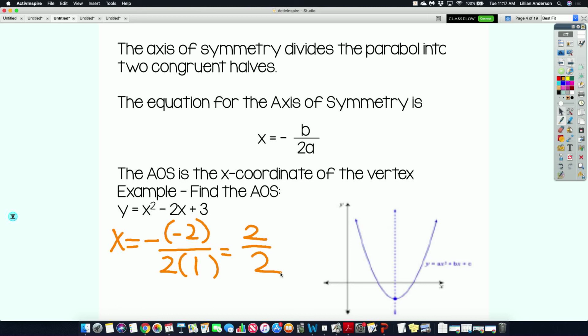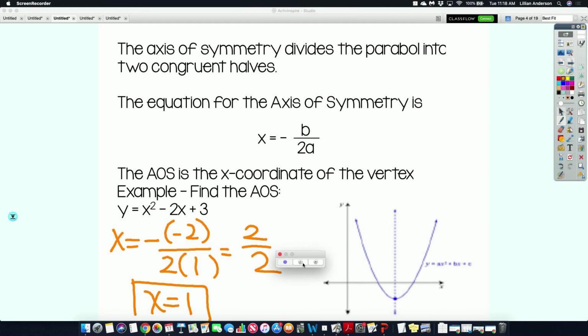Now, the one thing I don't want you to do is put an equals 1 and say that you're done. It is an equation, and please make sure that you rewrite it with the x equals, and then that is your axis of symmetry. So the axis of symmetry goes straight through your quadratic, and it intersects your parabola at the vertex, which means that when you find the axis of symmetry, you are also finding the x-coordinate of your vertex. Okay? When you find the axis of symmetry, you are finding the x-coordinate of your vertex. Okay? So they're the same thing.